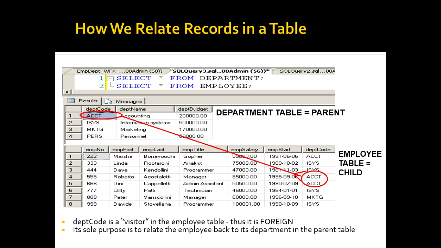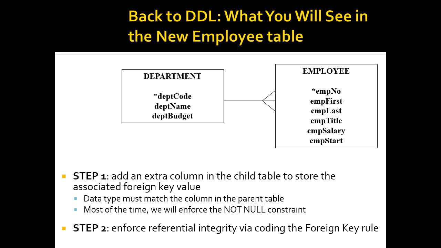Okay. But its sole purpose, the only reason it's there, is to relate back to the department table. It doesn't have any other reason to be there, but that's why it is there. So to add that, we add an extra column to the child table to store the associated foreign key value. So we have to have the column there, but that's not the end of it.